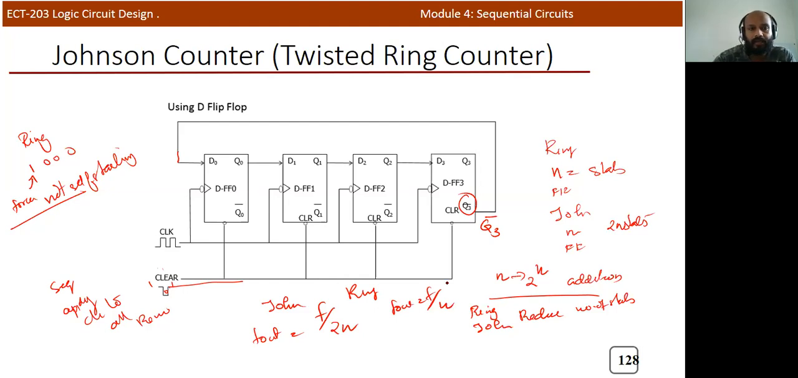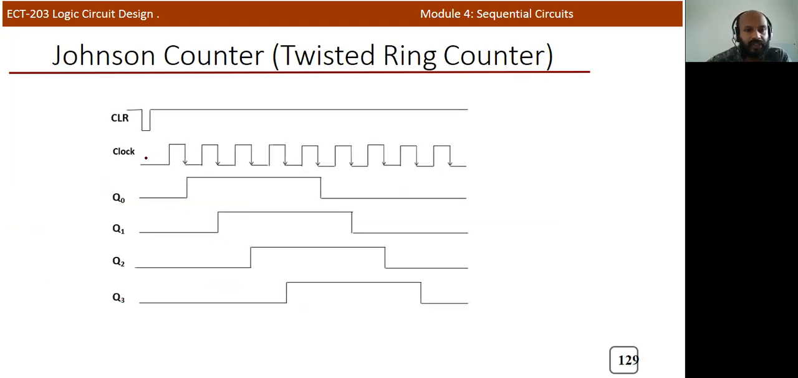Okay. And this is the circuit using D flip-flop. This is a waveform. Initially, when you apply the clear signal, all values will be 0 0 0 0, and after applying the clock signal, the first value will be 1 and all other values will be 0. Again, after the next clock signal, it will be 1 1 0 0. After that 1 1 1 0. Again, 1 1 1 1. Again, this last value is complemented, so 0 1 1 1. Again, 0 0 1 1. Again, complemented, 0 0 0 1. Again, you will get 0 0 0 0.